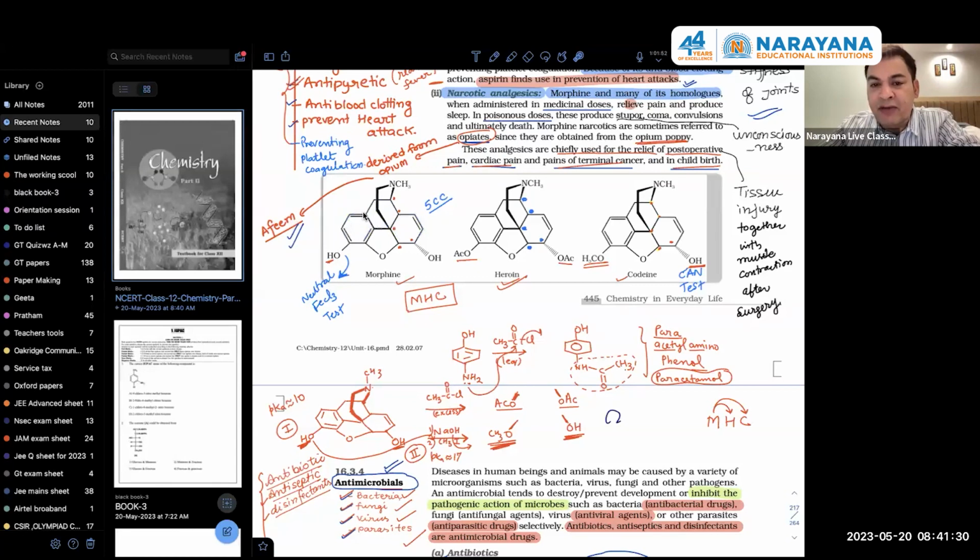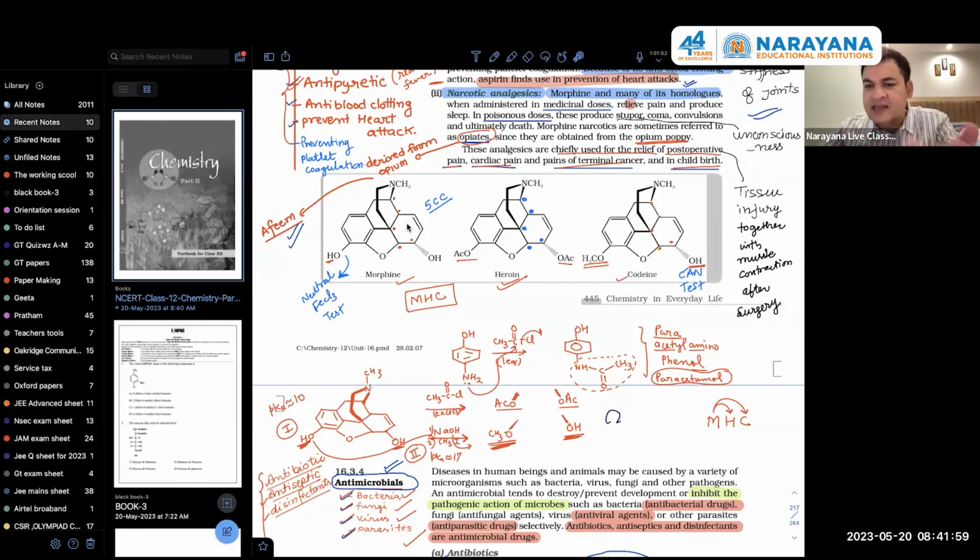Out of the three rings, one ring is a benzene ring. The other ring is a cycloalkene only. Then we have a furan-type ring, like a fourth ring with an ether, similar to a tetrahydrofuran type structure. It is not exactly tetrahydrofuran, but I'm just telling you the similarity. And then there is a bridge structure that is common.